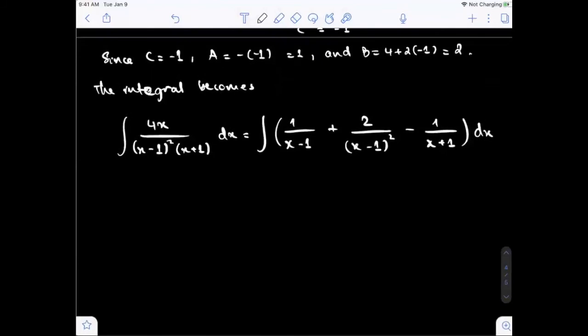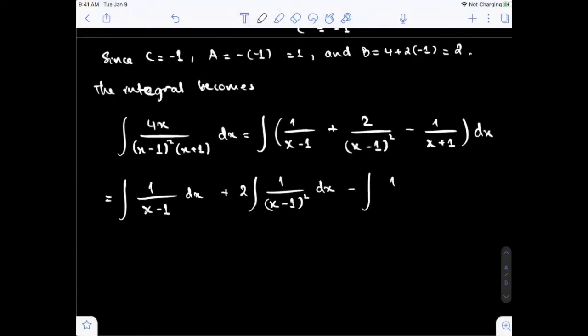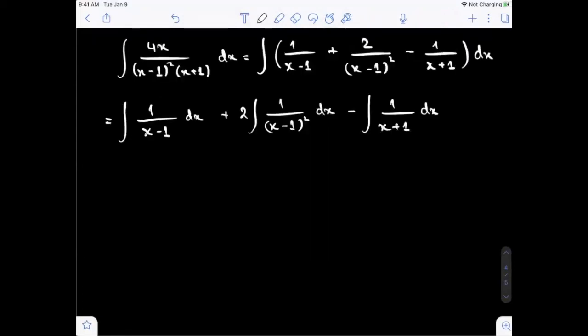So you can separate this into 3 different integrals. 1 over x minus 1 dx plus 2 times 1 over x minus 1 squared dx minus the integral of 1 over x plus 1 dx. So for the first integral, you have ln of absolute value of x minus 1. The last integral is ln of absolute value of x plus 1. Don't forget to put the plus constant at the end. What about the middle integral?